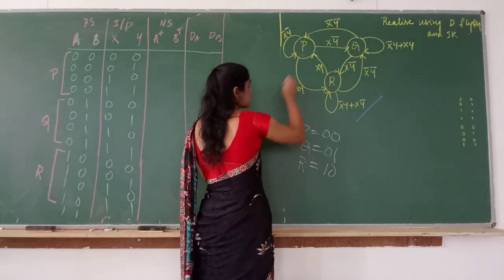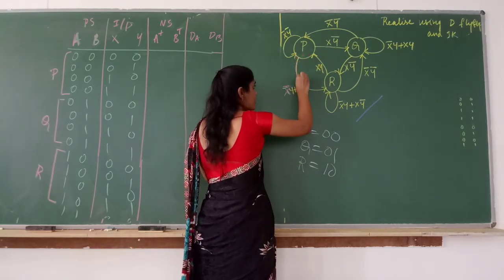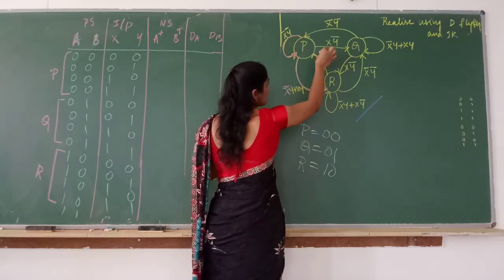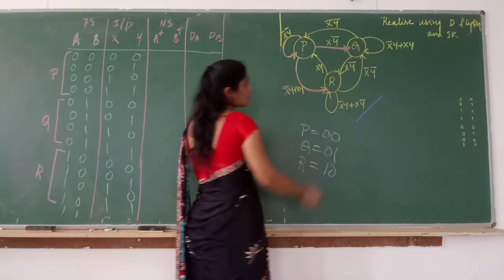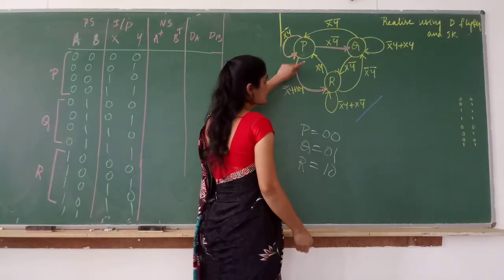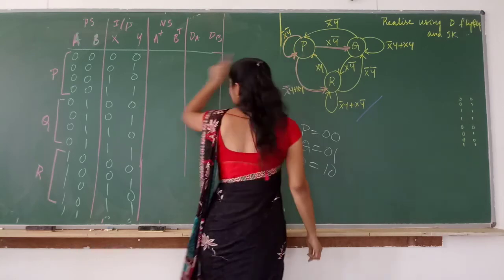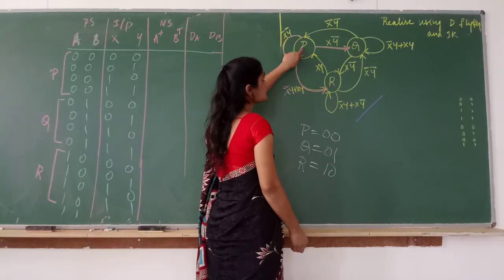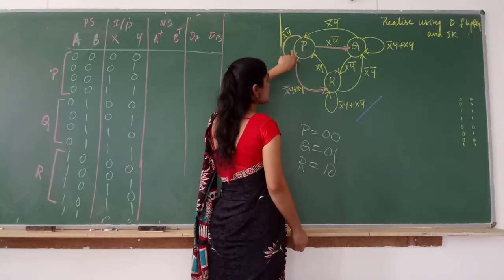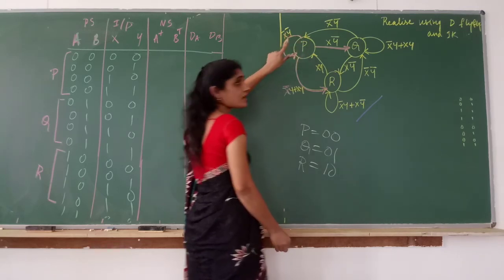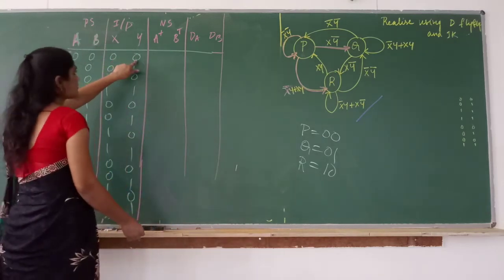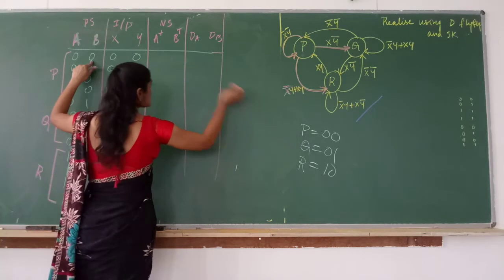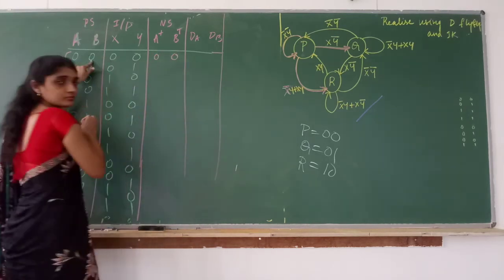So you have to look for the arcs that are going out. So this is going out, this is going out, and this is going out. 3 arcs are going out, right? So just check where it is written x bar y bar. See here it is written x bar y bar. That means if the present state is P, it remains in P when the input is x bar y bar. So when the input is x bar y bar, if present state is P, next state is also P only. So what is P? 0, 0.